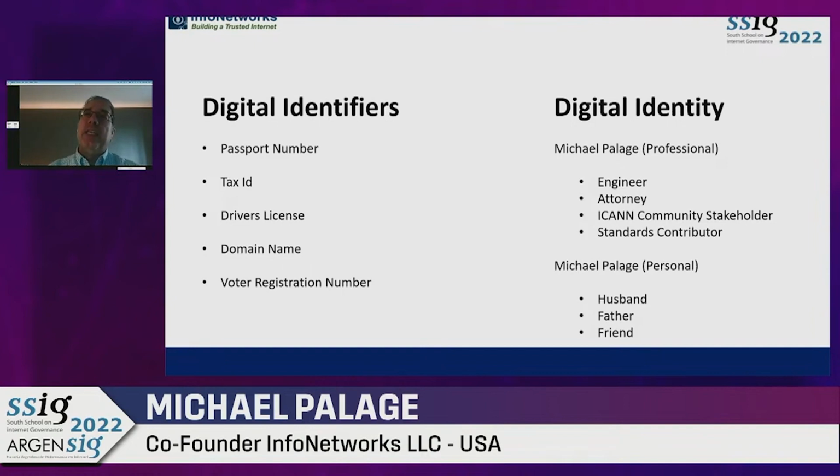When one looks over at digital identity, it's possible for one to have multiple digital identity personas. As a professional, Mike Pelage is an engineer. I'm an attorney. I'm an ICANN community stakeholder, and I'm a standards contributor. Mike Pelage, as a personal individual, is a husband, a father, and a friend. So this is something that is important to understand, the distinctions between these different types of digital identity personas.